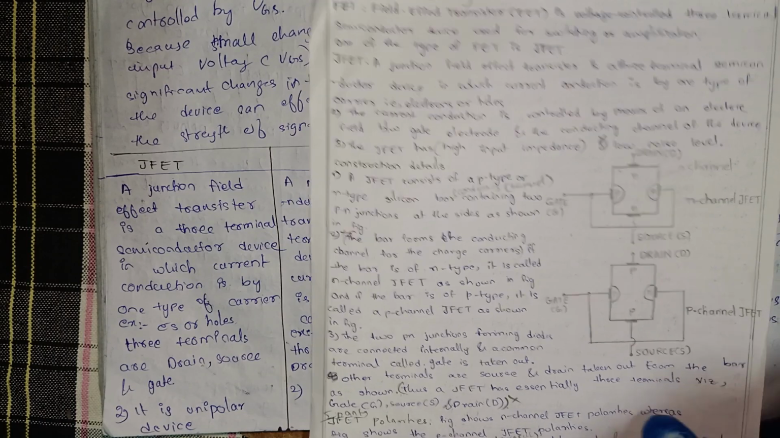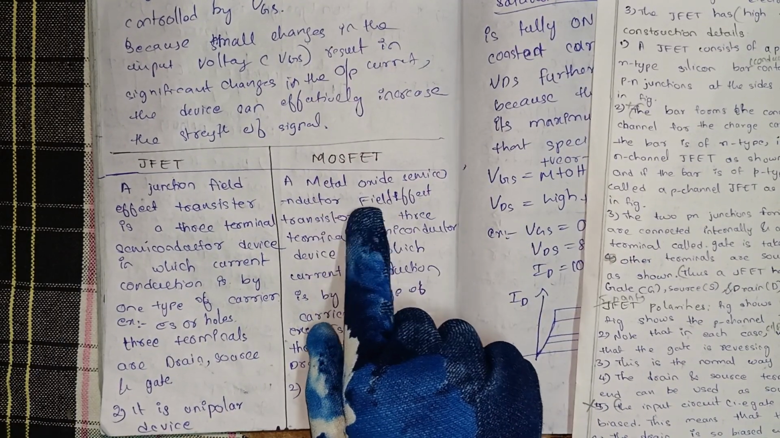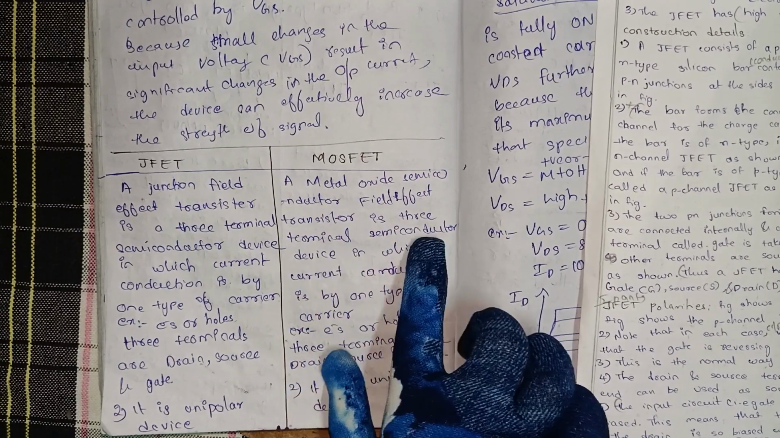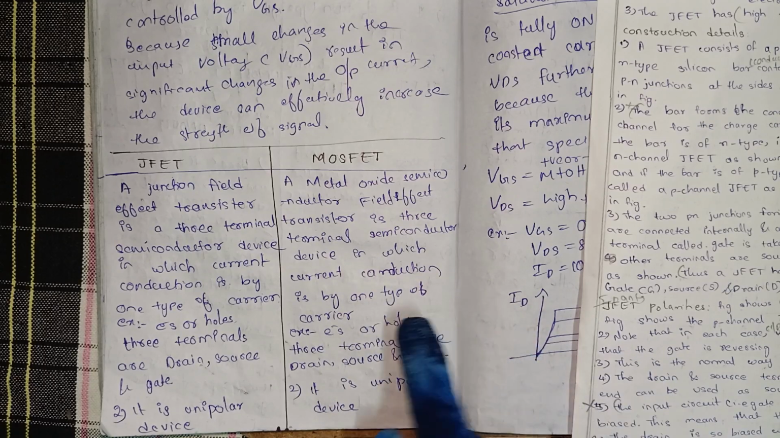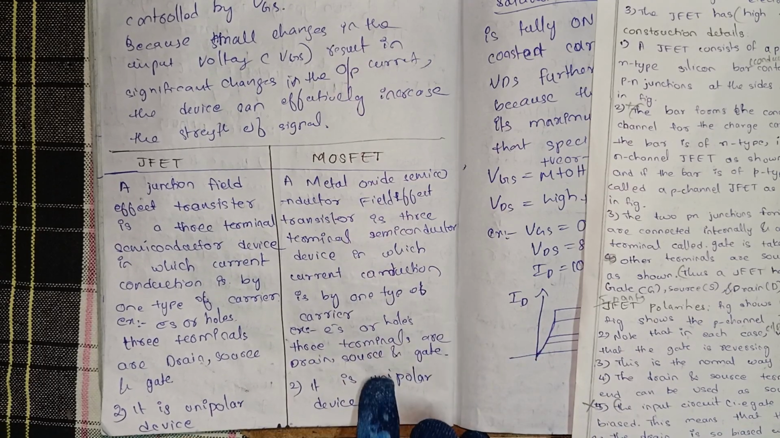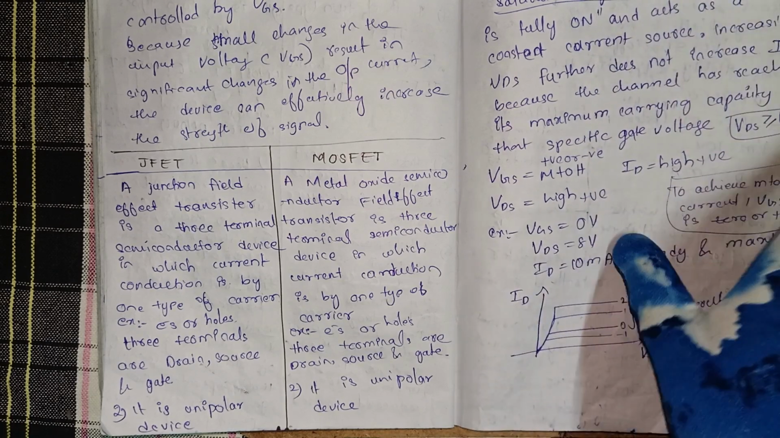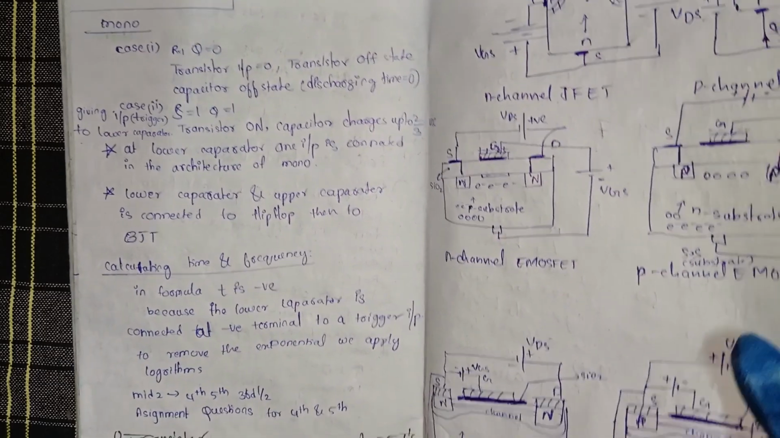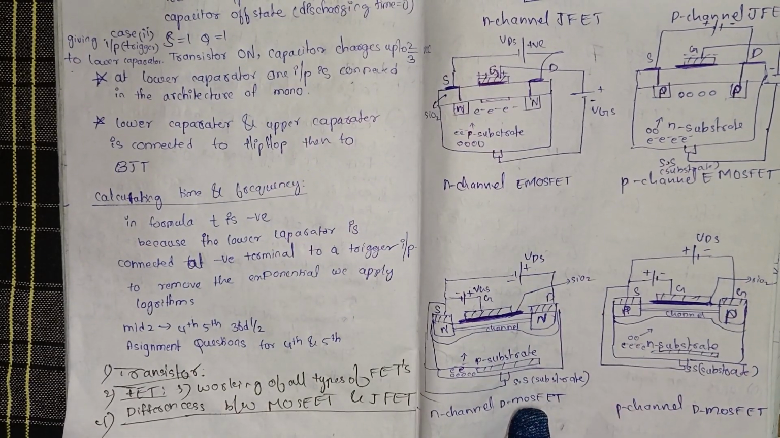And a metal oxide semiconductor field effect transistor is also similar. A metal oxide semiconductor field effect transistor is a 3-terminal semiconductor device in which current conduction is by one type of carrier, that is electrons or holes. The three terminals are drain, source and gate. So here is the MOSFET, two types of MOSFET. Here is the E MOSFET and here is the D MOSFET.